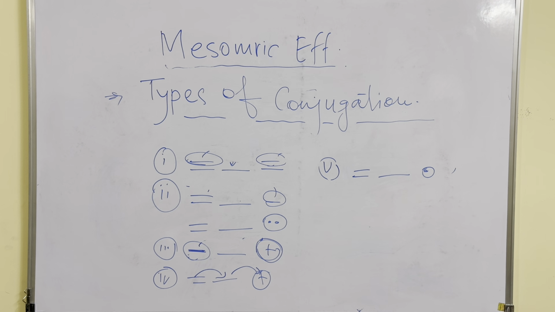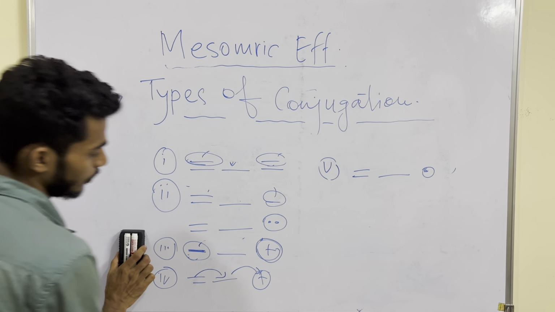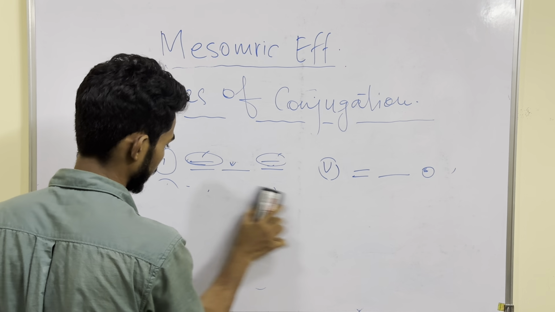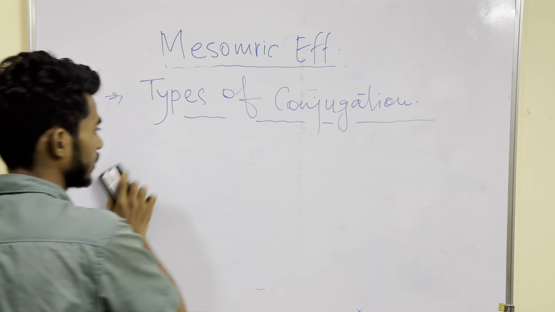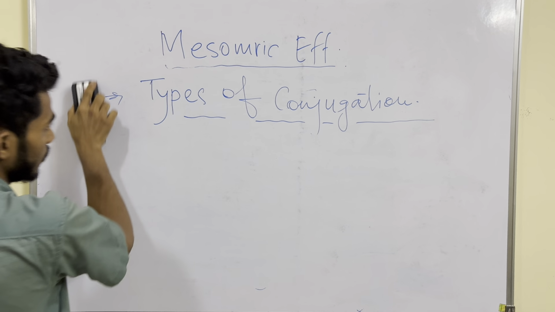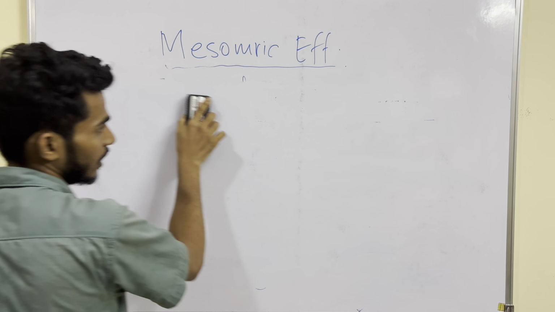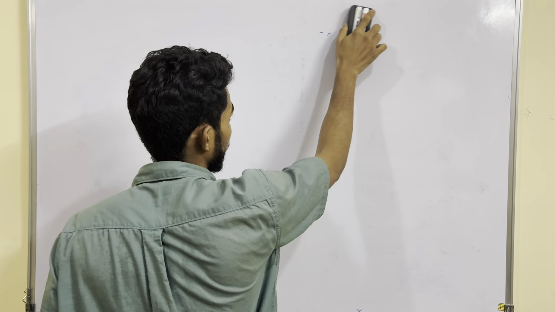After that, we will see the mesomeric effect. This mesomeric effect is very important, and I will tell you that the mesomeric effect is a permanent effect. Was the inductive effect a permanent effect or a temporary effect? The inductive effect was also a permanent effect. But what is the difference between the inductive effect and the mesomeric effect? The difference is that the inductive effect was taking place mainly due to electronegativity difference.